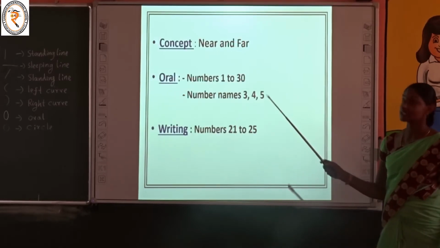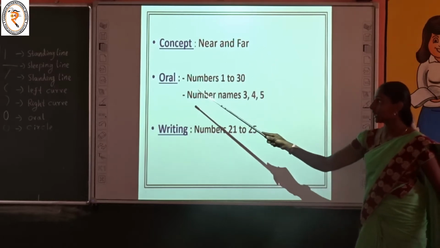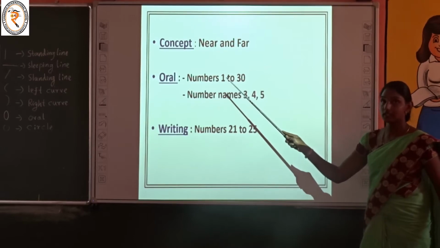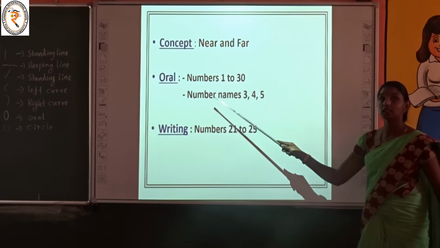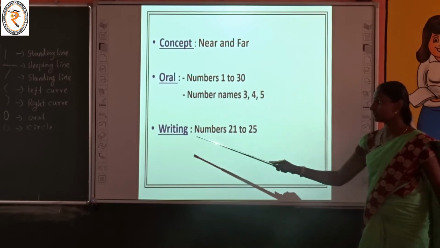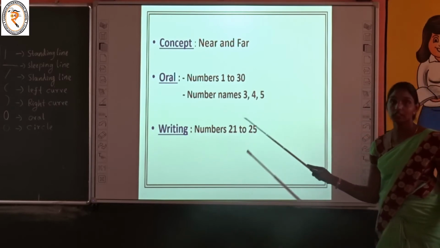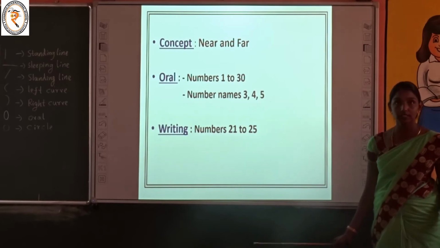In today's class we are going to learn the concepts near and far. After that we have the oral part, in which we are going to read and count numbers 1 to 30. After that we are going to learn the number names 3, 4 and 5. After the oral part we have the writing part, in which we are going to write numbers 21 to 25. Is it clear, children? Shall we move on to the concept now?